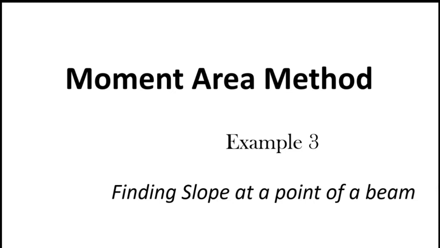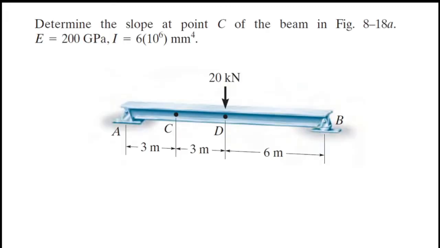In this video, I am going to show you how to find slope at a point of a beam using the moment area method. And this is the example 3 problem. So you can see the beam here.